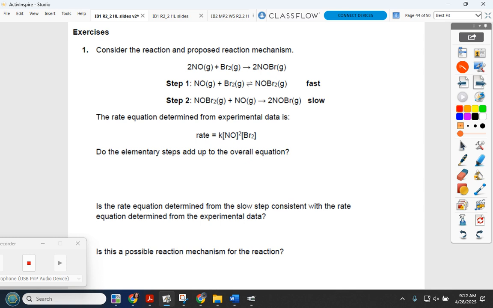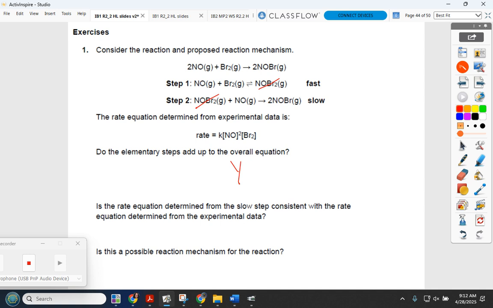Okay. So first of all, we add up our steps, canceling out anything that's present on both sides. Do the steps together add up to the overall reaction? Yes, they do. We can see that the NO-Br2 is our intermediate. That's present on both sides. We can see that on the reactant side, we've got 2 NOs and we've got 1 Br2, so that's all good.